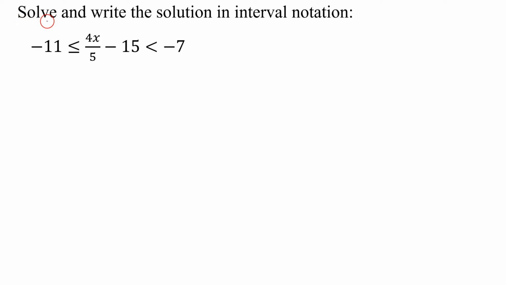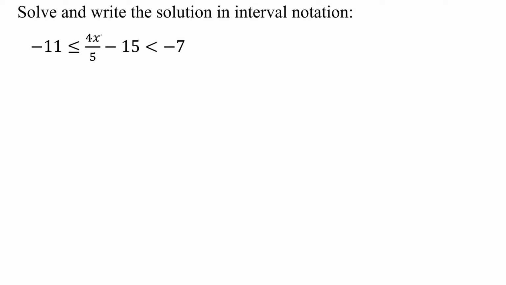In this example, we need to solve and write the solution in interval notation of this problem right here. What type of problem is it? As you can see, there is one inequality symbol here and another one here. So it's a compound inequality. And what's the highest exponent on any variable? It's a 1. So it's a linear compound inequality.